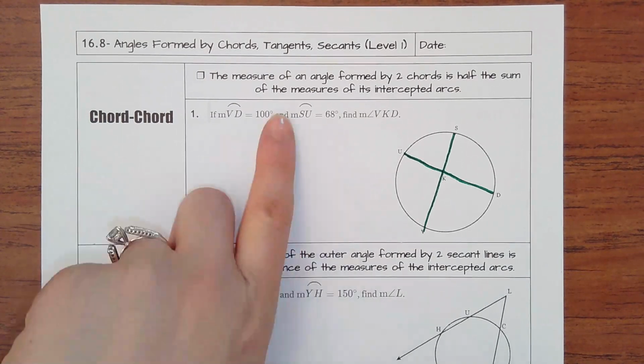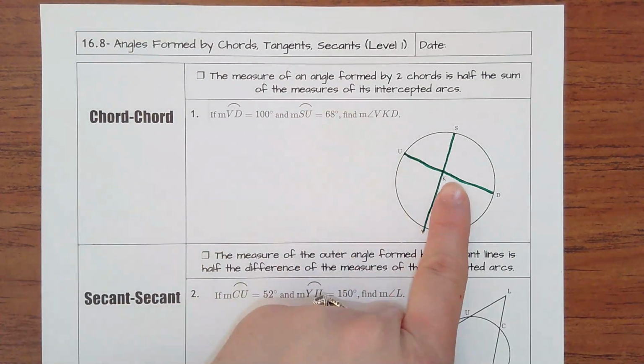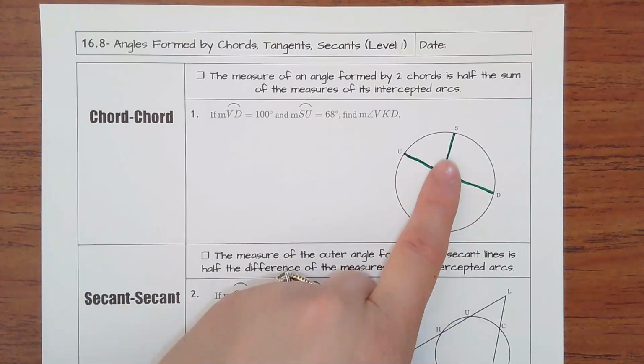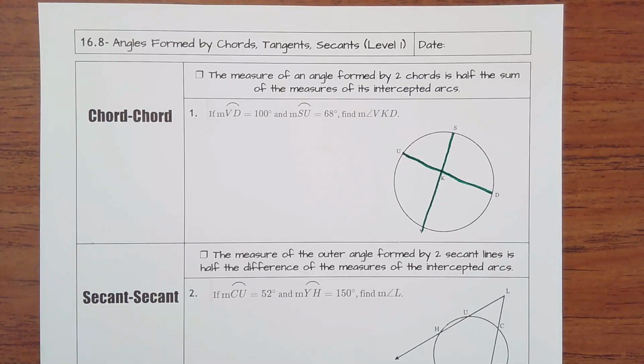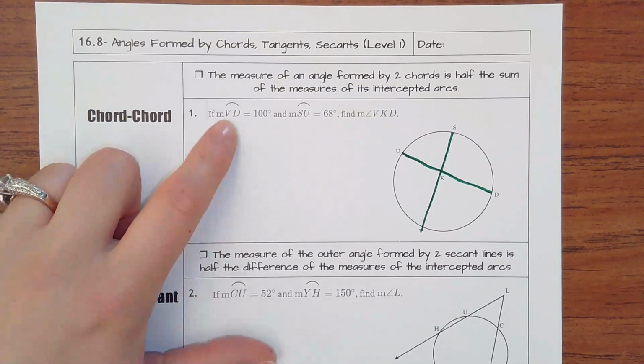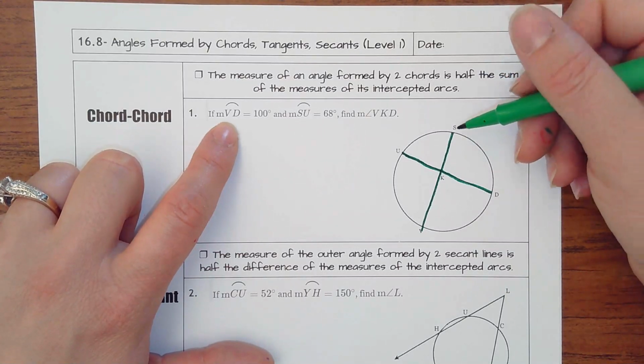And it says that the measure of an angle formed by 2 chords, so here or here or here or here, the angles inside the circle, is going to equal half the sum of the measures of its intercepted arcs. So sum means to add. It's going to be half the answer to an addition problem.